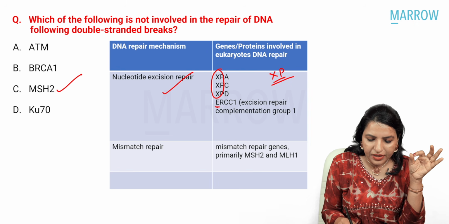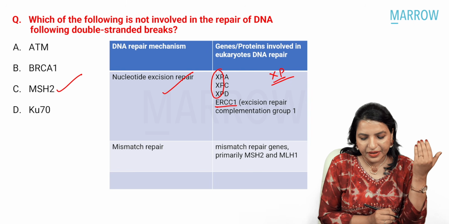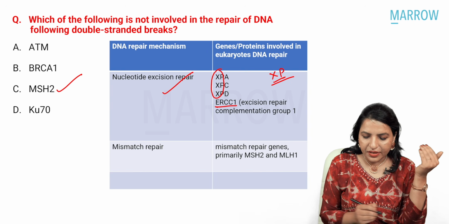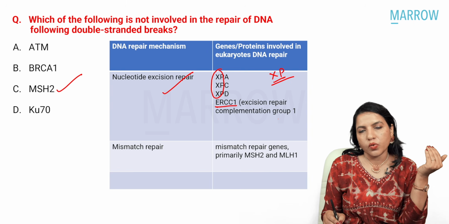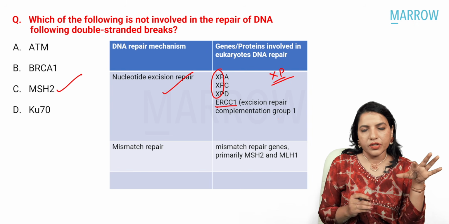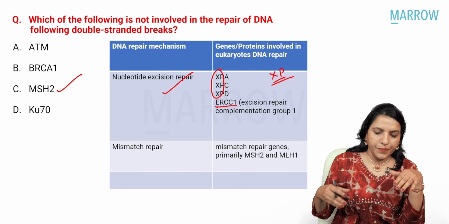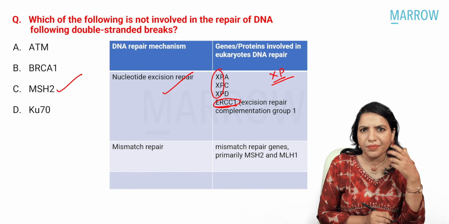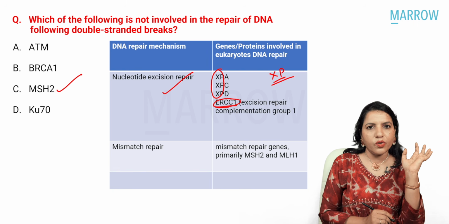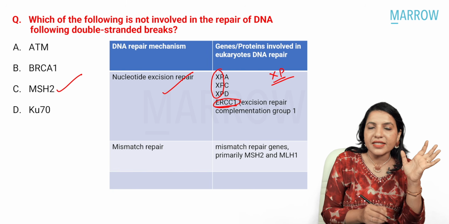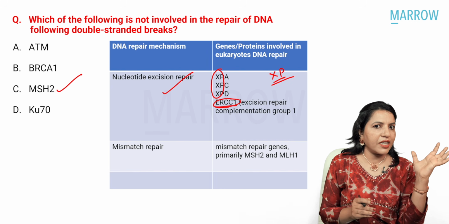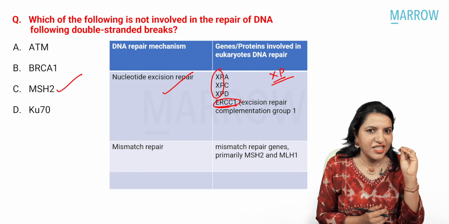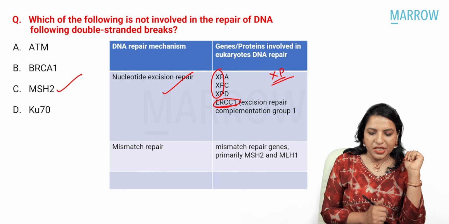Apart from that, there is one more complicated name, ERCC1, that is excision repair complementation group 1. This is a group of proteins that is also involved in nucleotide excision repair. If you forget it, okay, you don't have to learn everything, but at least learn XP. So whatever starts with XP is with nucleotide excision repair. Clear? Now go to the mismatch repair.